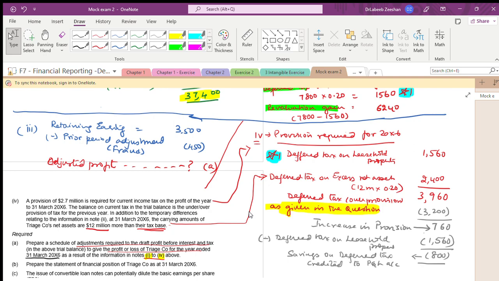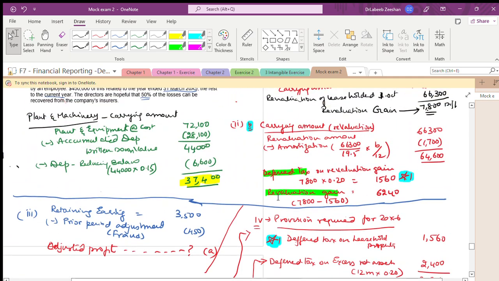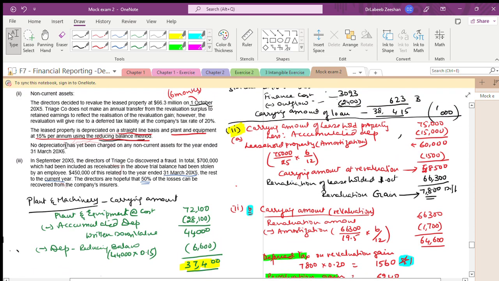Now how much do we have to increase? 760. Is it right? From this 760, what we have done is on revaluation. We have done it on revaluation. What is the condition they have said? Just go in that way. What is the condition they have said?